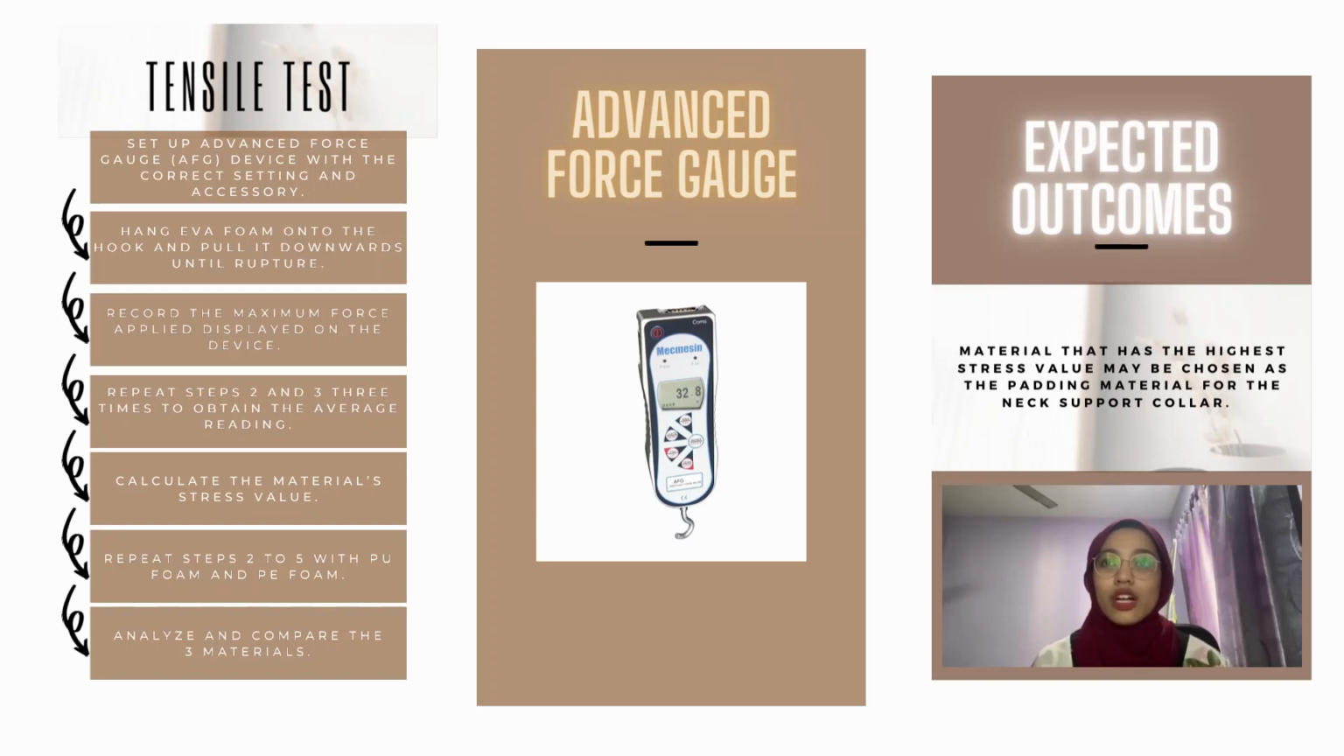With that, we will calculate the material stress value based on the average force reading and the cross-sectional area of the material. After we finish with the first material, we will repeat steps 2 to 5 with PU foam and PE foam, and last but not least, we will analyze and compare the 3 materials according to their tensile strength. What we are expecting from the experiment is that the material with the highest stress value may be chosen as the padding material for the next column.